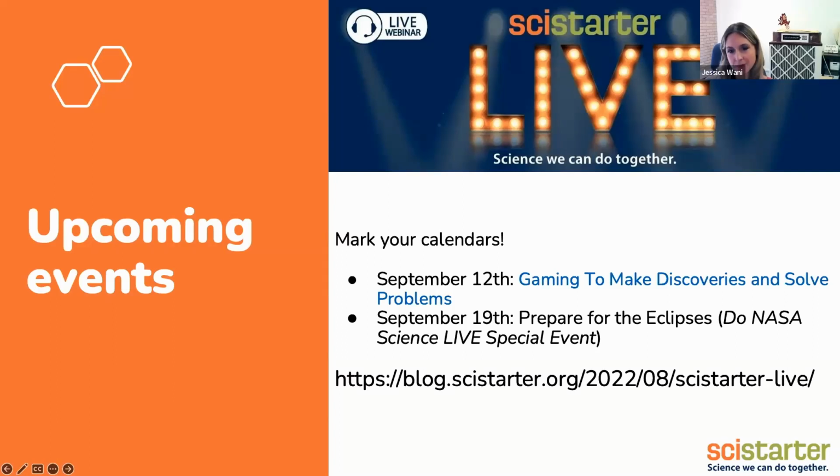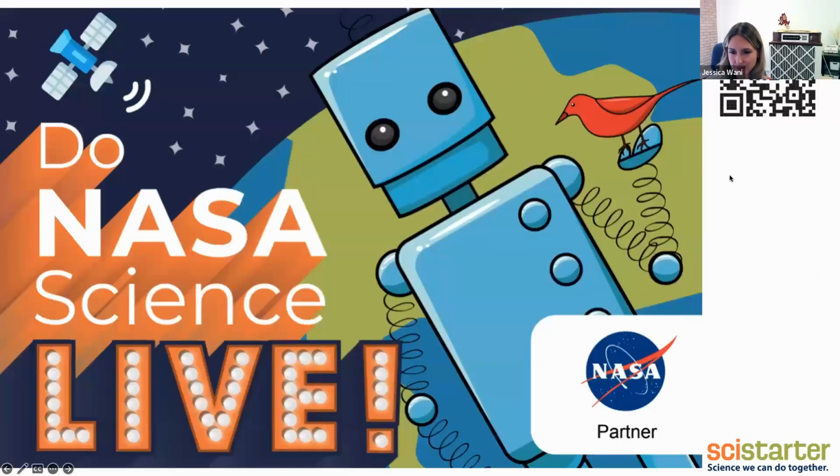On September 19th, instead of doing our regular event at 2 p.m. Eastern, we'll be talking later in the evening at 7 p.m. for the Prepare for the Eclipses event. That's a special Do NASA Science Live special event. You can sign up for it by registering through this QR code. Now I'm just thinking CR constantly. This QR code, and you can use that to register. I'll keep it on this screen for a moment.